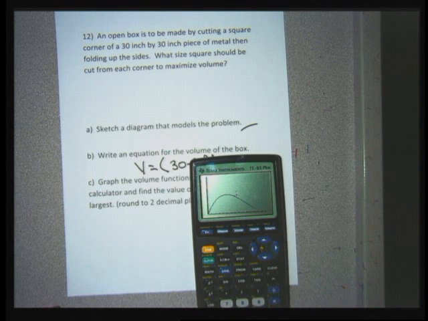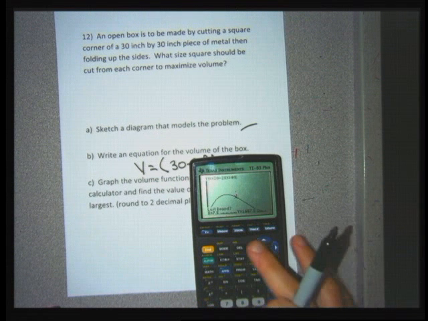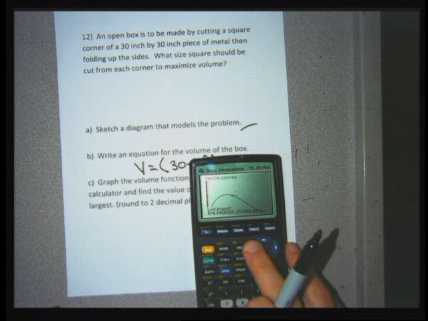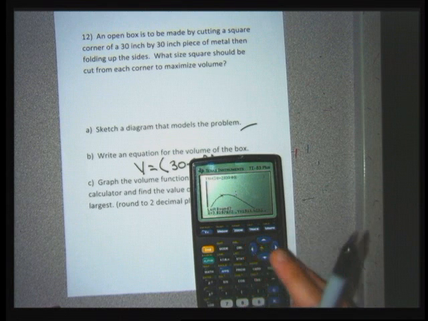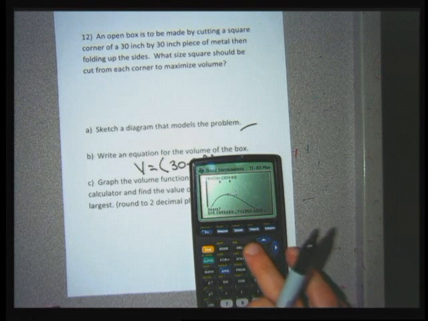I can clearly see the maximum. There are definitely other windows that would have worked. So now I'm going to go second, calc, go down to number 4 that says maximum, trace to the left of the high point, or at the left of the maximum, and hit enter, trace to the right of the maximum and hit enter, and then get as close as I can to the maximum.